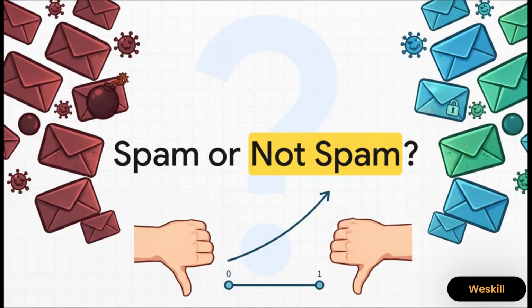So think about this for a second. How does your email app, like Gmail or Outlook, just know what's junk? How does it make that call to shunt an email into your spam folder before you even see it? Well, that's a perfect example of what we're talking about today. It's a classic yes or no problem. Is this spam or is it not?